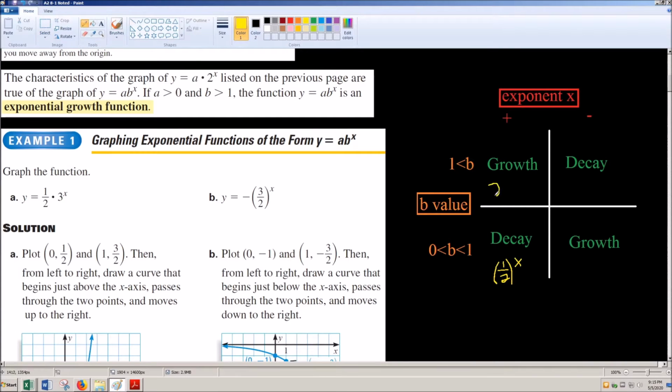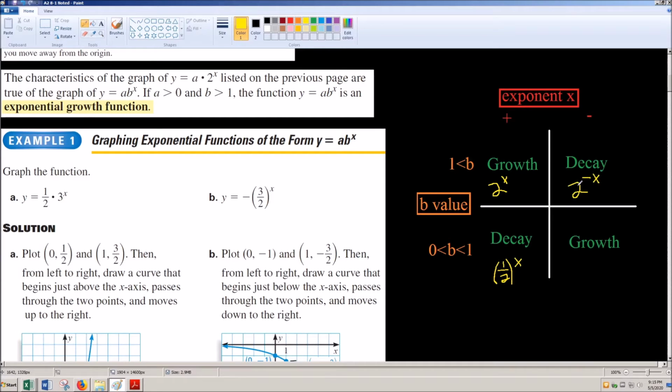There is a 2 to the x. So here's an example of exponential growth. B value, again, 2 bigger than 1. So therefore, 2 raised to the x, which is positive, is going to be exponential growth. Now let's change this thing up. Let's say, okay, maybe I had 2 to the negative x. Now this thing turns into decay.